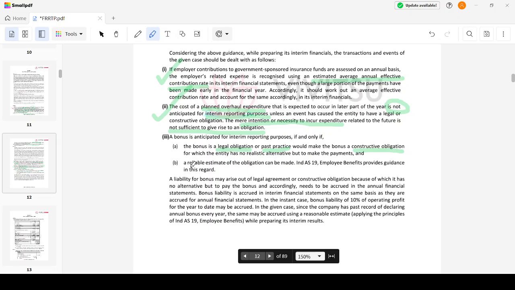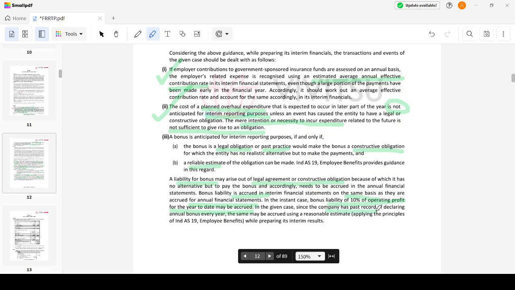A reliable estimate of the obligation can be made. In this regard, the employee benefits standard provides guidance. A liability for bonus may arise out of a legal agreement or constructive obligation, because of which the entity has no alternative but to pay the bonus. Bonus liability is accrued in the interim financial statements on the same basis as in the annual financial statements. In the instant case, bonus liability of 10% of operating profit for the year to date may be accrued.